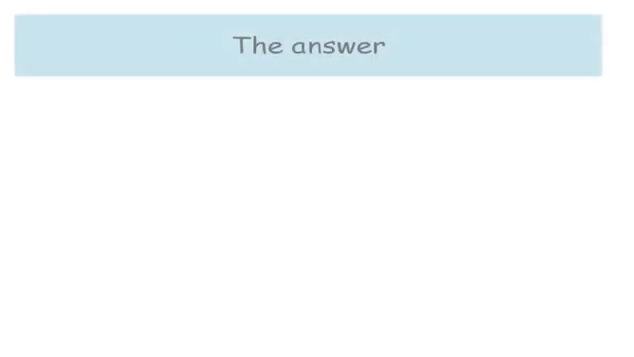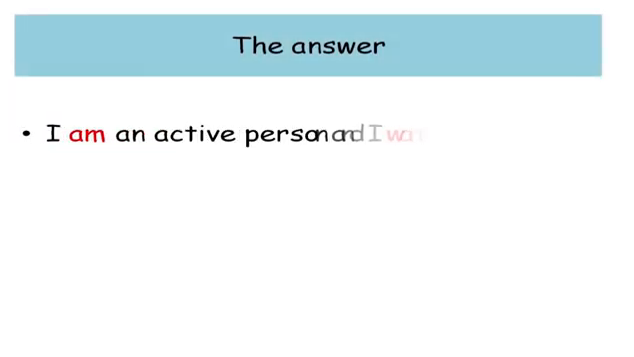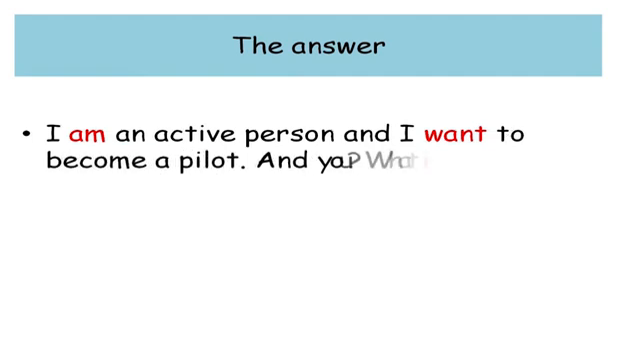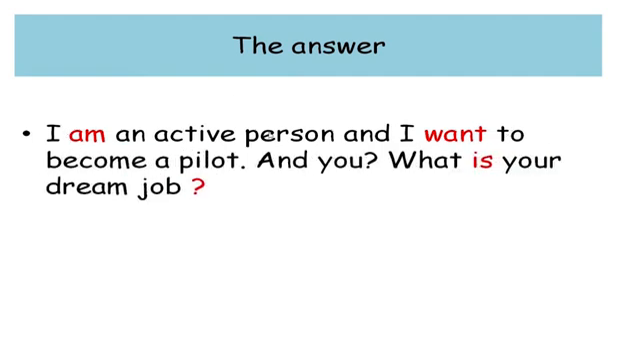The answer is: yes, I am an active person, and I want to become a pilot. And you, what is your dream job? So here, the last sentence is a question, so you have to be careful concerning the position of the verb, okay? I repeat again, I am an active person, and I want to become a pilot. And you, what is your dream job?